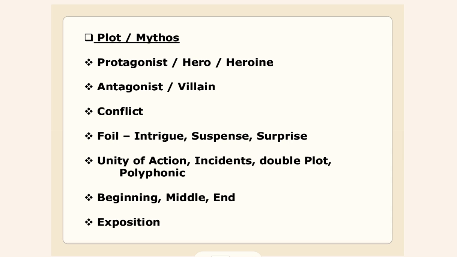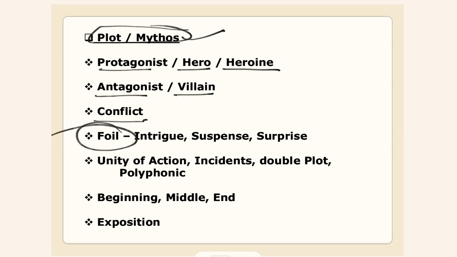Next, plot or mythos. This term Aristotle discussed in the Poetics. Protagonist or hero or heroine. Antagonist is known as villain. Conflict, foil is really in drama. Intrigue, suspense, surprise. Next, unity of action. So let's see what are the terms associated with this. Incidents, double plot, polyphonic. So please remember this term, polyphonic.